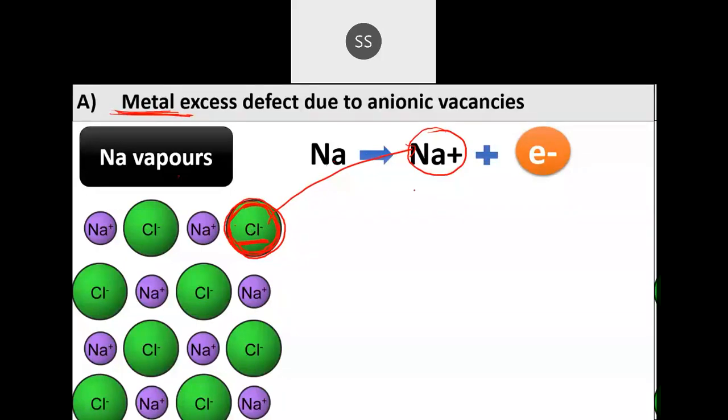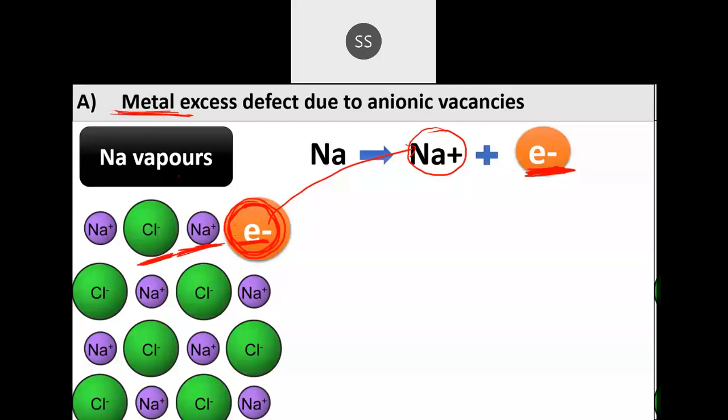So to maintain that electrical neutrality, what happens is this electron, which has come out during the ionization, will go and occupy that Cl minus site. Okay, the anionic site will be occupied by that electron. This defect is what we call a metal excess defect, because you will see metals are extra compared to the negative ions. But the overall charge will remain the same. Electrical neutrality will be maintained.